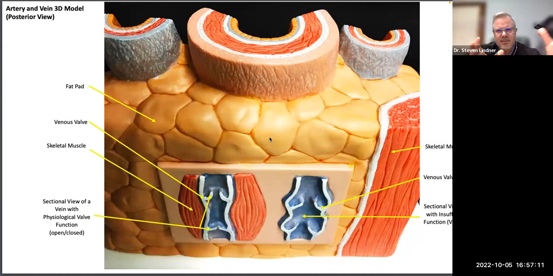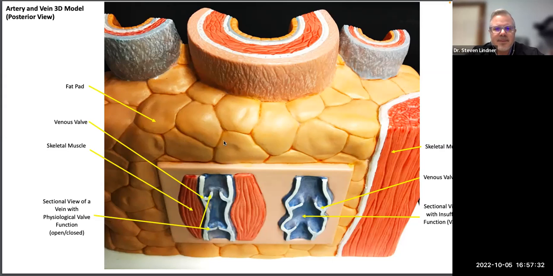So now we're taking the model and we're rotating it around. From this view, we could see the artery, we could see the endothelial layer, the tunica interna, we could see the smooth muscle layer, the tunica media or musculosa, and then we have the tunica adventitia, aka tunica externa. This is much more elastic.